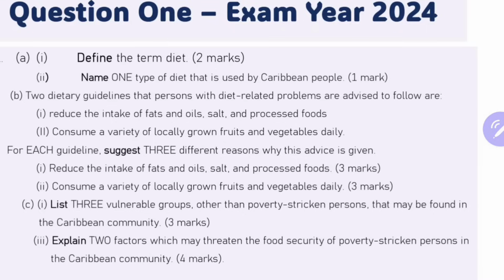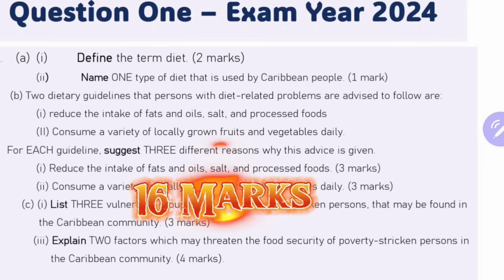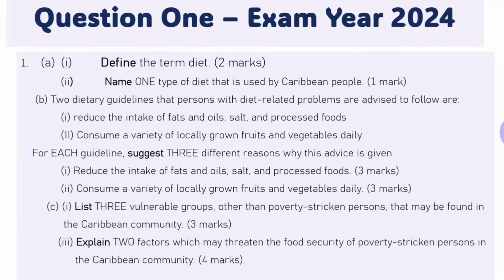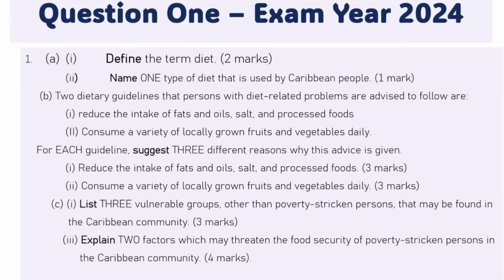Next part, list 3 vulnerable groups other than poverty-stricken persons that may be found in the Caribbean community. 3 marks. Explain 2 factors which may threaten the food security of poverty-stricken persons in the Caribbean community, and that part is worth 4 marks. So in total, question 1 is worth 16 marks, right? Words highlighted in this question are the word commands. So define, name, suggest, list, and also explain.